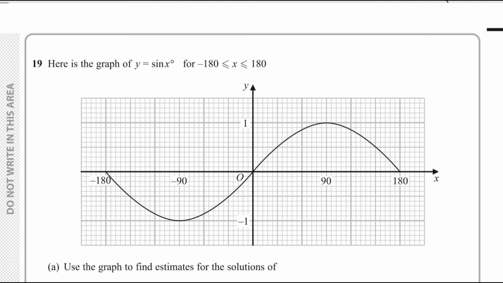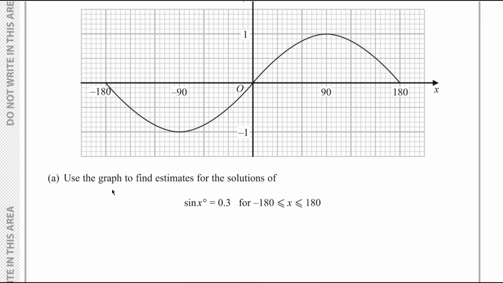Question number 19. Here is the graph of y equals sine x degrees for x being in between -180 and 180. That is shown here. Part A, use the graph to find estimates for the solutions of sine x degrees equals 0.3 for x being in between -180 and 180. Our first step is to draw the horizontal line of 0.3, which is shown here.